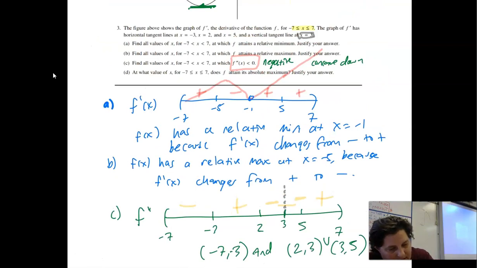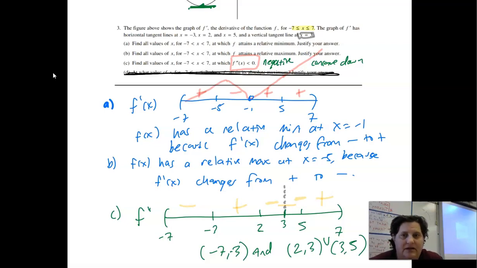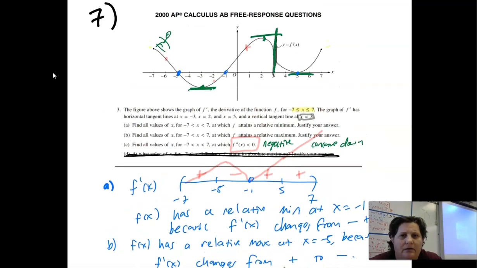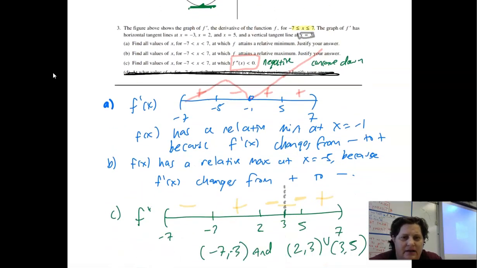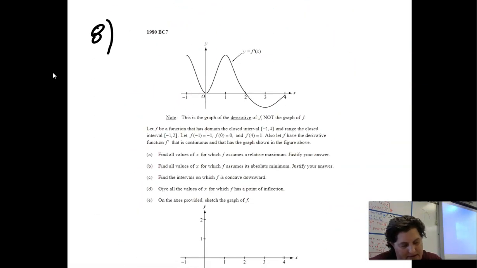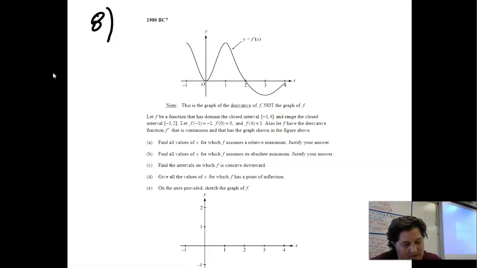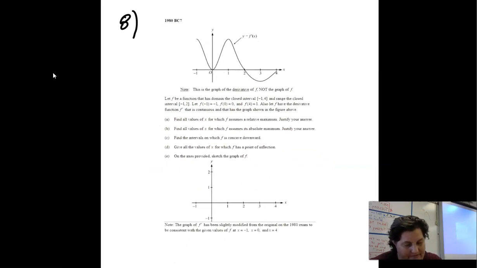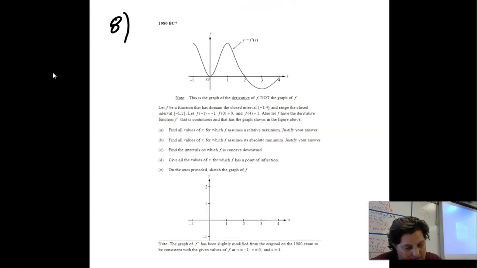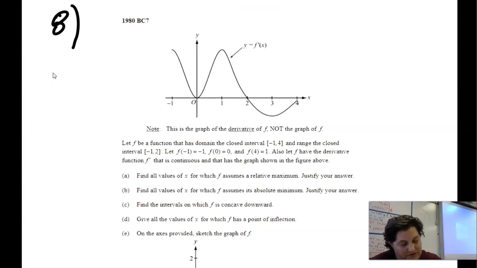Okay, and then cool, absolute max. We have not done that yet, so we are actually done. We can skip letter D on number 7. Okay, so now let's head over to number 8. This seems perfect because it has all the things that I'm looking for in a test question. All right, so here's a graph of a derivative. Let me just read through this real quick here. A function has a domain on the closed interval -1 to 4, so there are endpoints there.